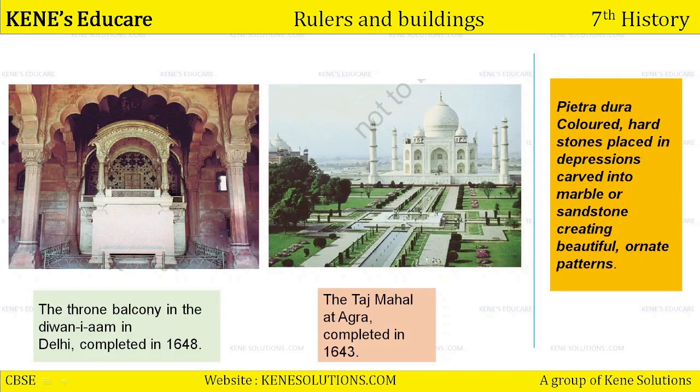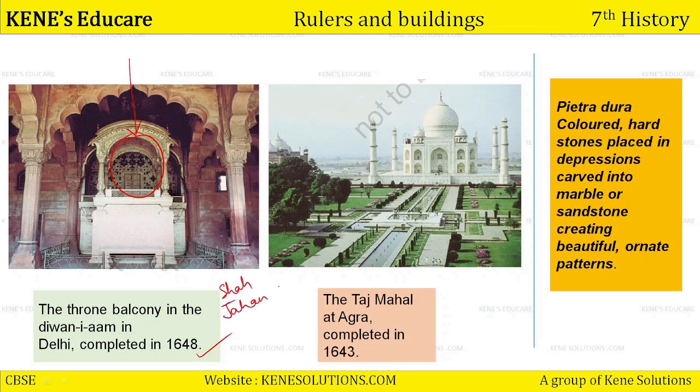This is the throne balcony in the Diwan-e-Aam in Delhi. This is the Diwan-e-Aam arena, and this is the place where the king used to sit in the Diwan-e-Aam conference among the ordinary people, that means the subjects of his kingdom. This balcony was completed in the year 1648, that means in the era of Shah Jahan.